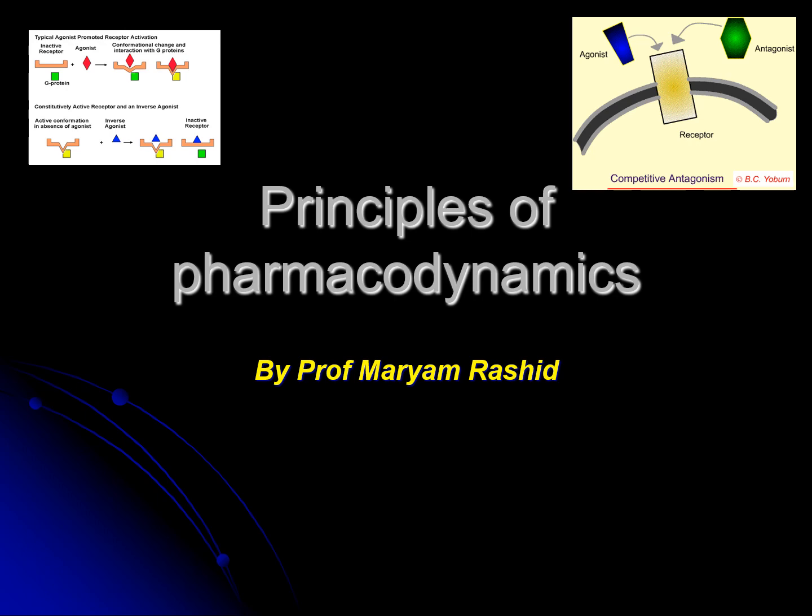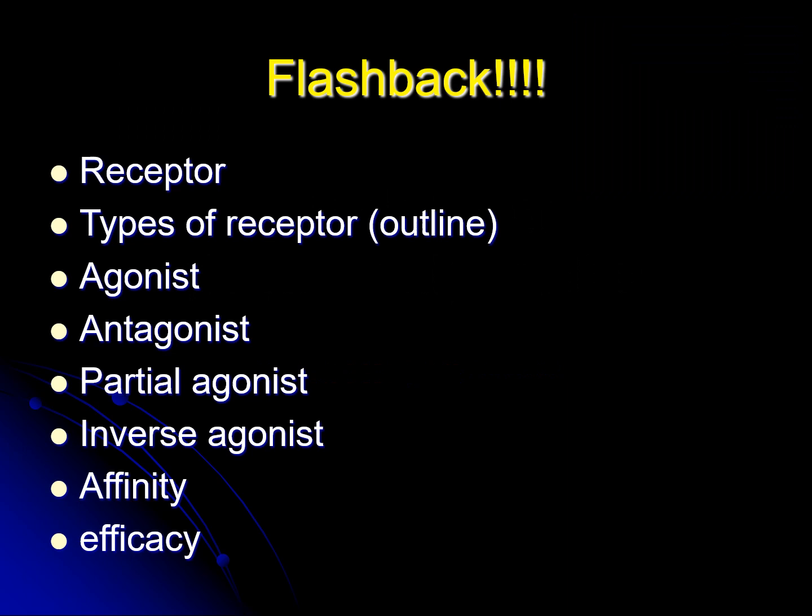Well, today we are here with our third lecture on the principles of pharmacodynamics. Let's have a quick flashback of what we did in the previous two lectures. We defined what is a receptor, what are the various types, the brief outline about it. We defined agonist, antagonist, partial agonist, and inverse agonist with respect to affinity and its efficacy.